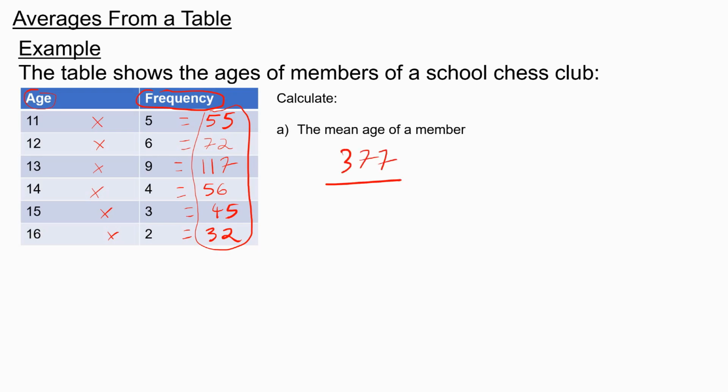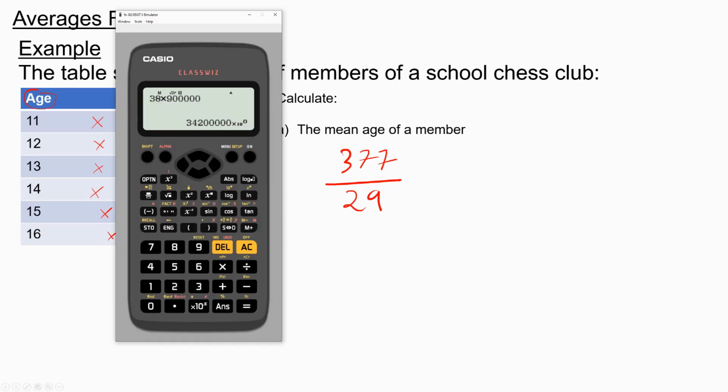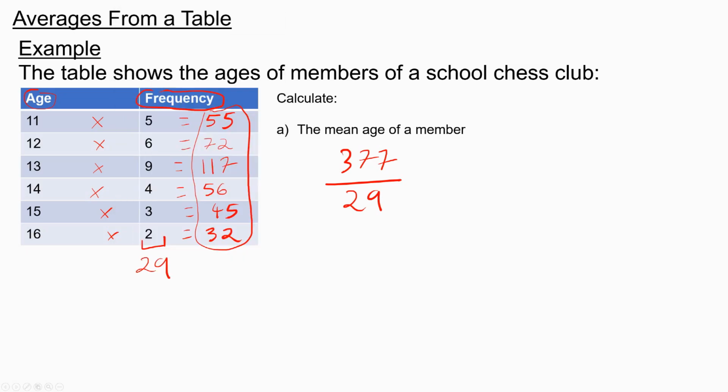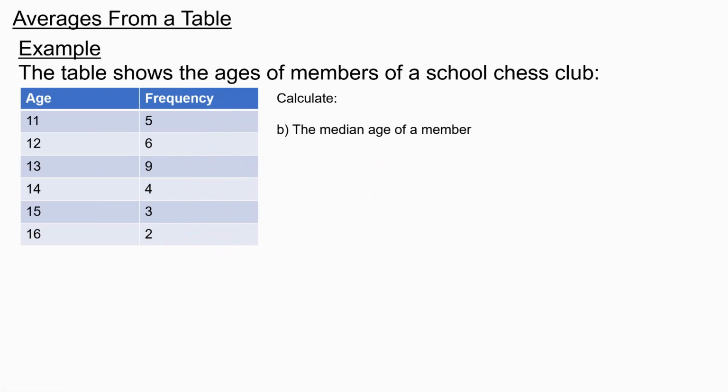And I need to divide that by the total frequency. So let's add up all the frequencies. 5 add 6 add 9 add 4 add 3 add 2, giving me 29. So I need to do 377 divided by 29. If we do that here, we have 377 divided by 29, giving you 13. So the mean age of a member is exactly 13.